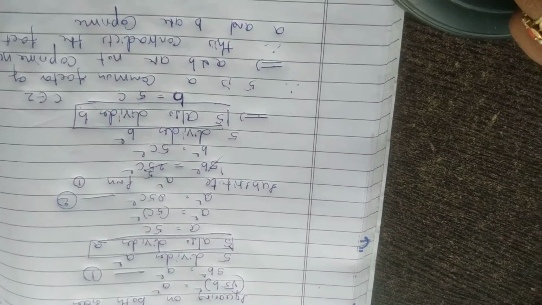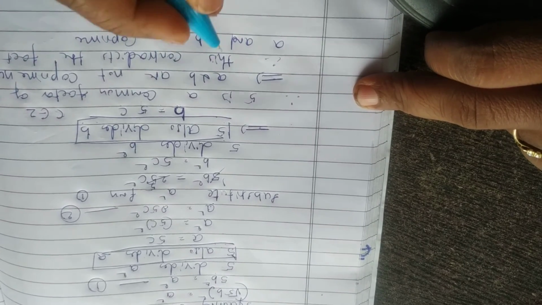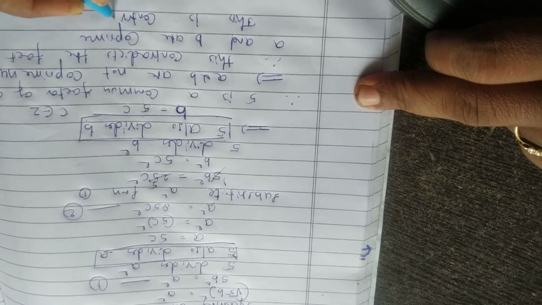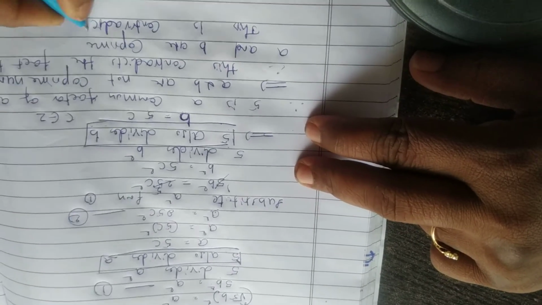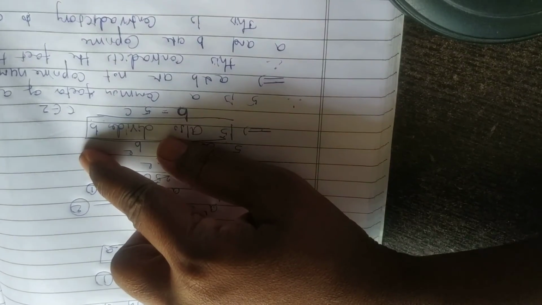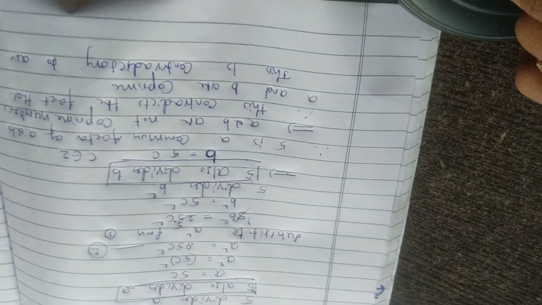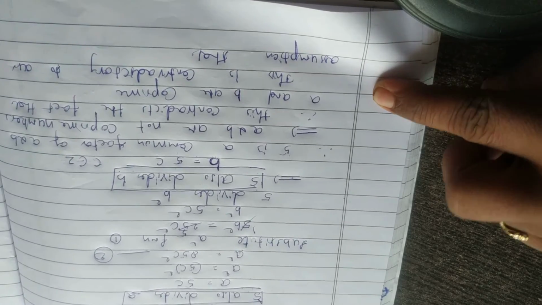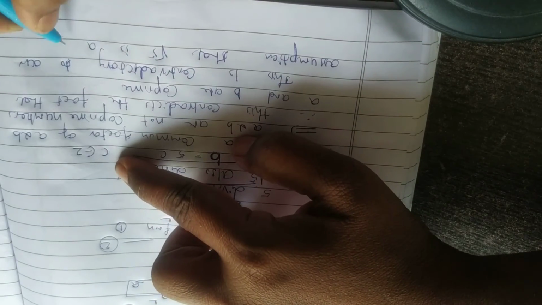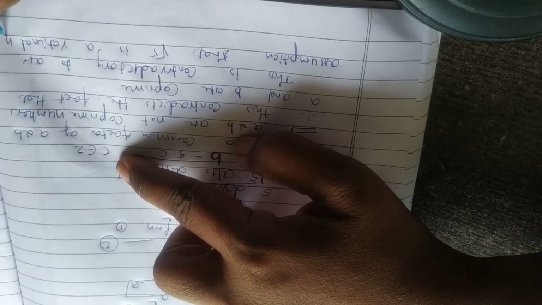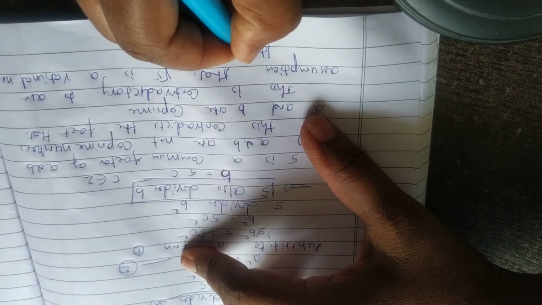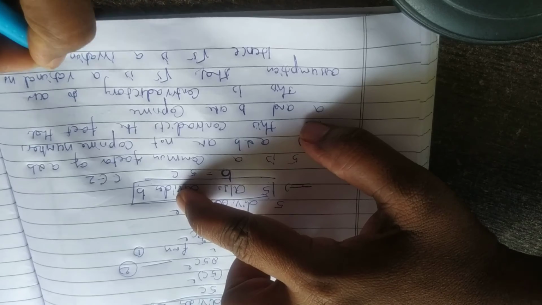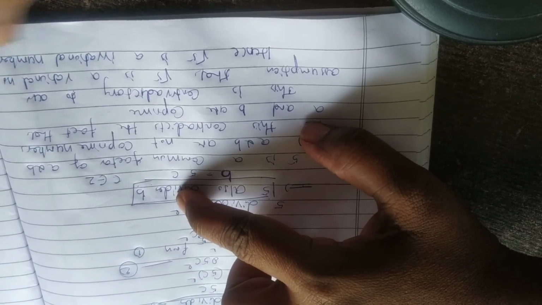Therefore we concluded that this is contradictory to our assumption that root 5 is a rational number, and hence root 5 is an irrational number. It is an irrational number, hence it is proved.